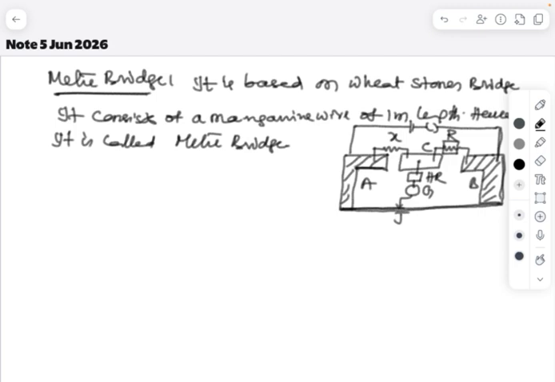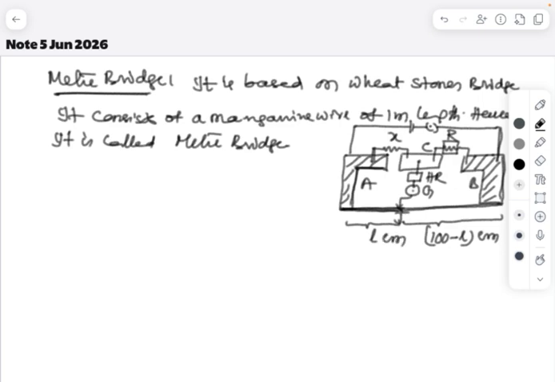A suitable resistance is connected in the right gap and the unknown resistance is connected in the left gap, and the plug is inserted in the key. Now the jockey is moved along the wire from A to B until the galvanometer shows null deflection, that is at J. The length of the wire from A to J is measured as L centimeter, and the length of the remaining wire is 100 minus L centimeter.